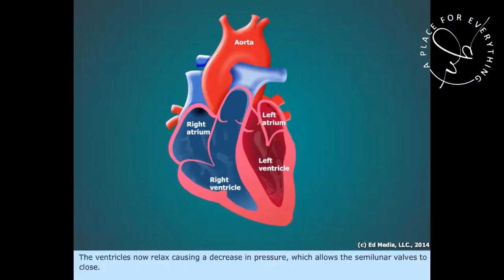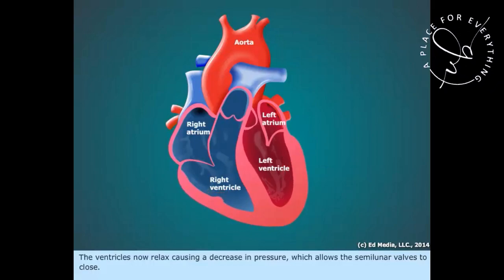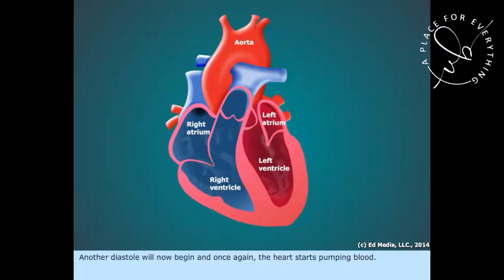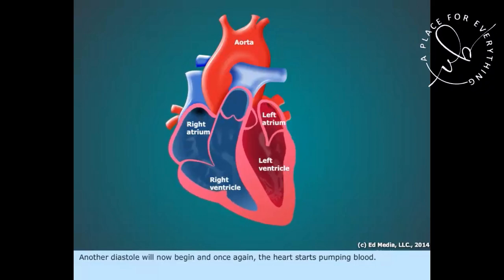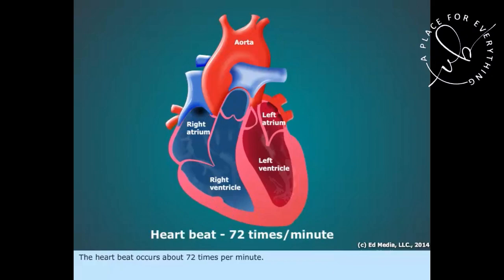The ventricles now relax, causing a decrease in pressure which allows the semilunar valves to close. Another diastole will now begin, and once again, the heart starts pumping blood. The heartbeat occurs about 72 times per minute.